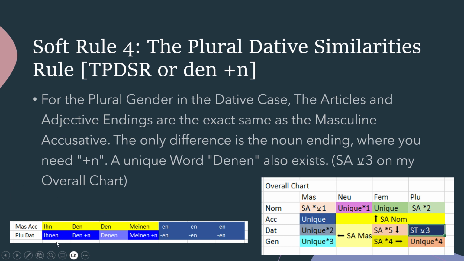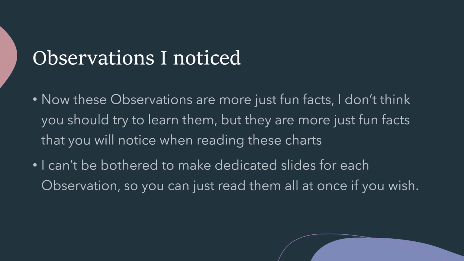However, it is not the exact same. It is enen, not een. It is den plus n, not den. It is denen, not den. It is meinen plus n, not just meinen. And also, it very well could be denen plus n, and from the resources I looked at, it didn't show it. Keep that in mind.